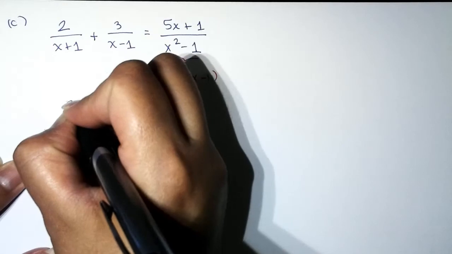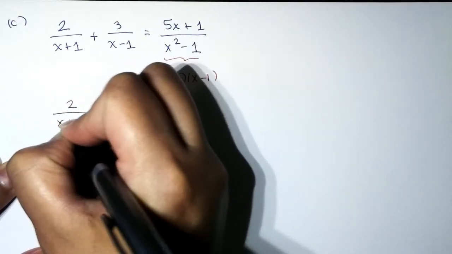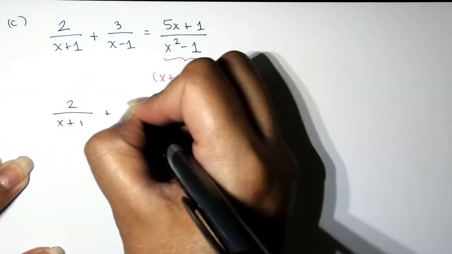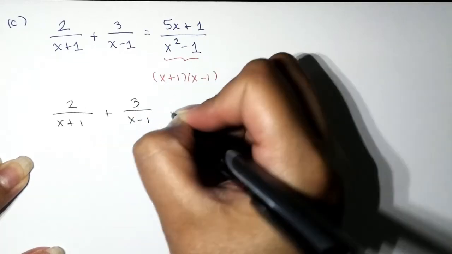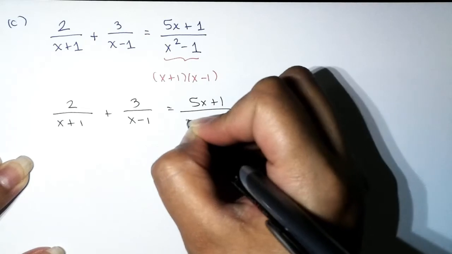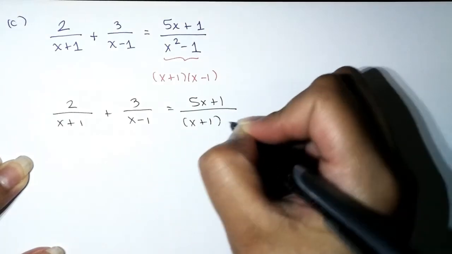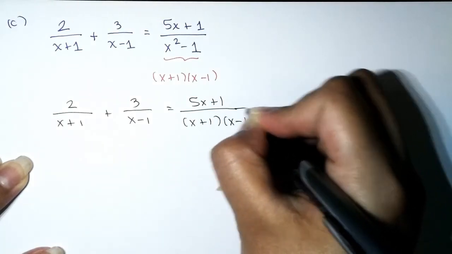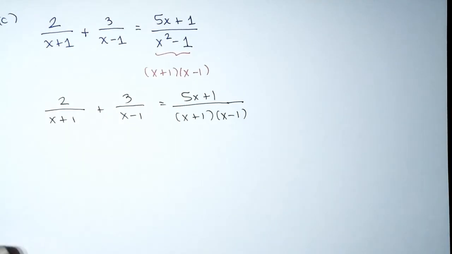We got 2 over x plus 1 plus 3 over x minus 1 is equal to 5x plus 1 over its freshly factored denominator of x plus 1 times x minus 1. Cool. So I said it before, you don't have to list the restrictions on the variable, but look at what has been happening at the problems that we've knocked down. Okay, so love yourself, just list them.